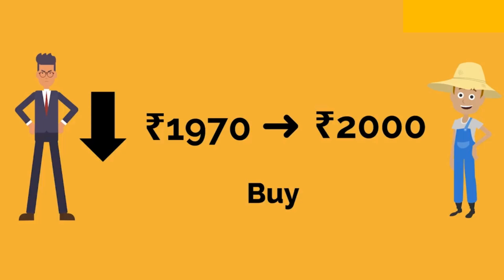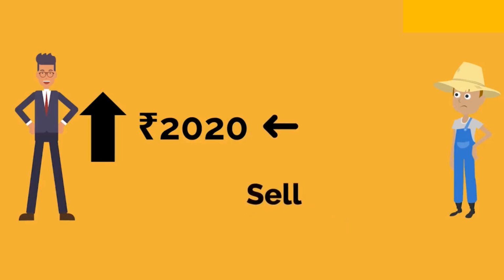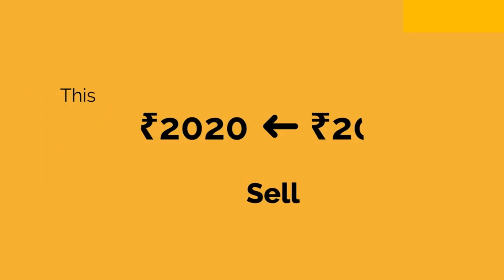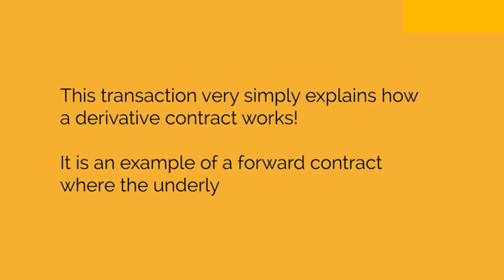But after 4 months, if the market price of the wheat rises to Rs 2020, the farmer ends up losing Rs 20 per quintal as he is bound to sell at Rs 2000 to the broker. This transaction very simply explains how a derivative contract works. It is an example of a forward contract where the underlying asset is a commodity.